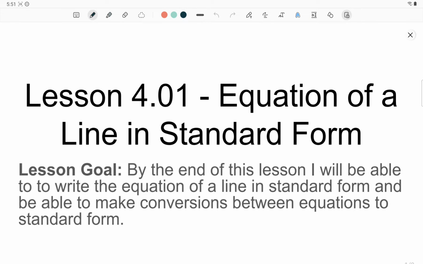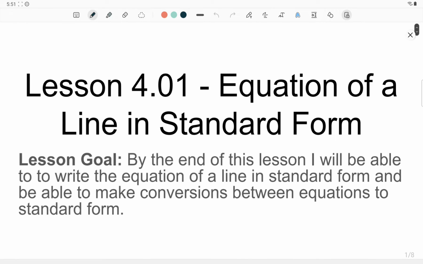Okay, so today we are going to look at some equations of lines in standard form. What is standard form? Well, let's find out. Basically, the goal for this lesson is to write the equations of a line in standard form and be able to convert a line into standard form if we have it in some other form.